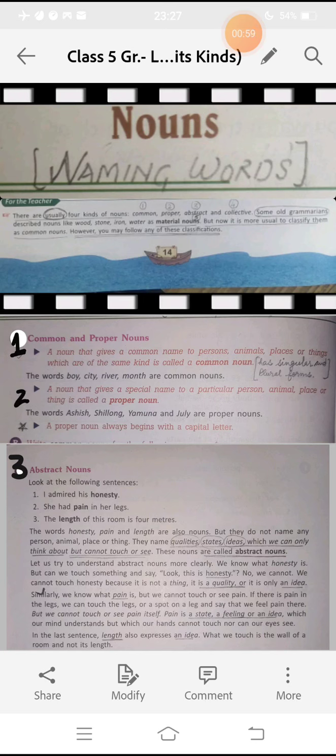However, as it has been mentioned on page 14 of your book, some old grammarians describe nouns like wood, stone, iron, water as material nouns. So we have the 5th type also, that is known as material noun. We will do in detail what it is and which kind of nouns are known as material noun while we take up the 5 types of noun.